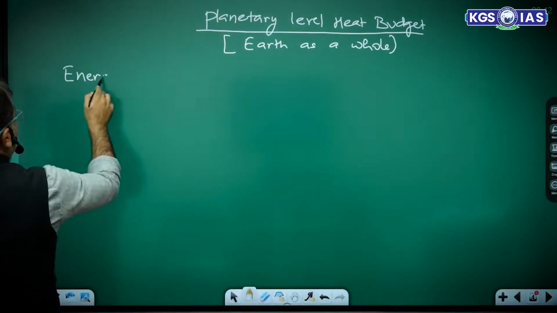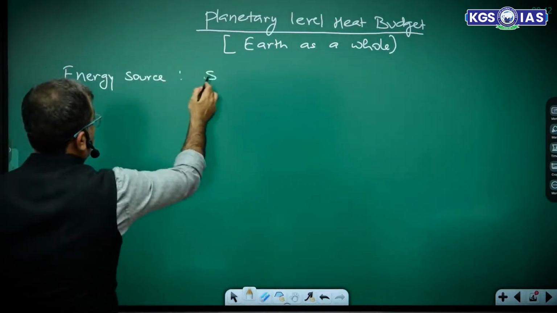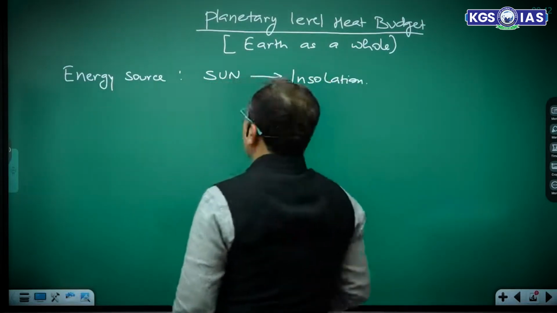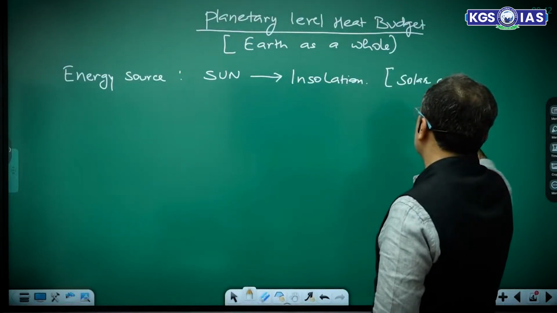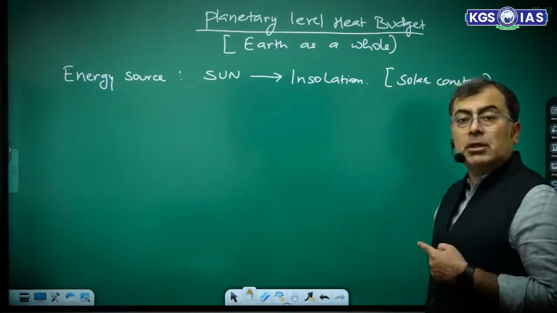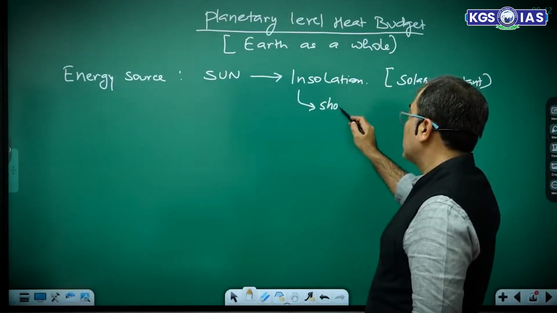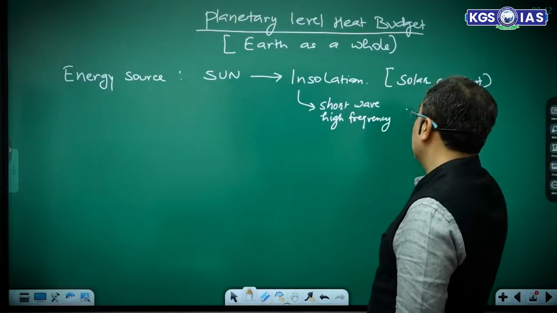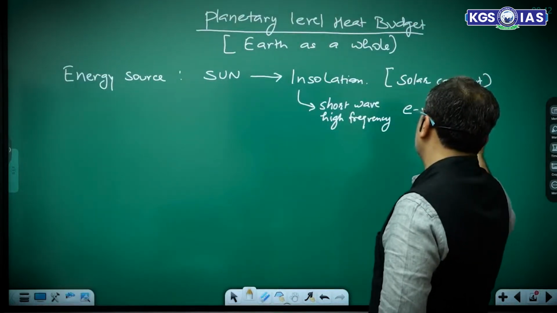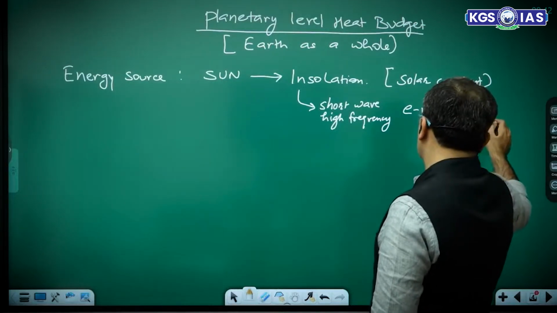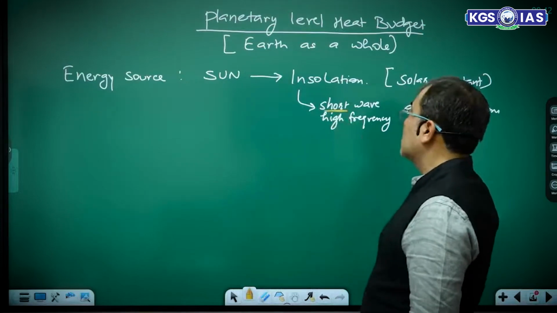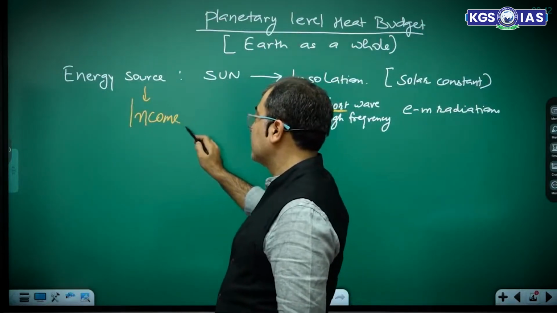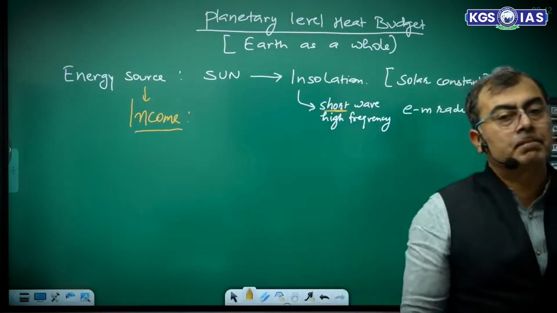Okay. So in this, the energy source is the sun in the form of insolation. How much do we get? Solar constant. What are insolations? Insolations are short wave, high frequency electromagnetic radiations. Remember, these are short wave energy source. So this will be called the income of energy. Do we get that?